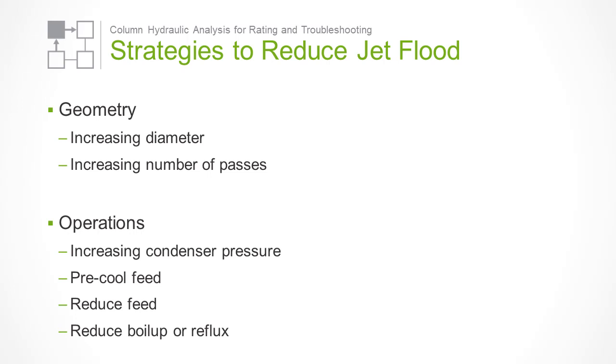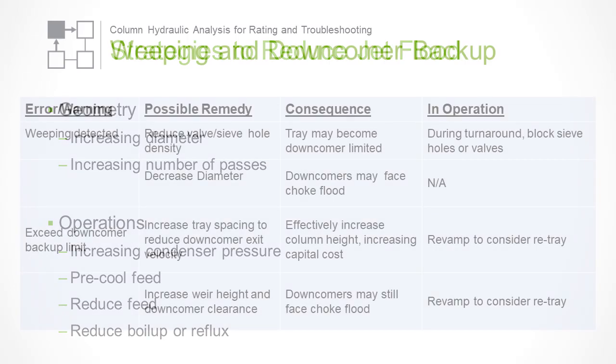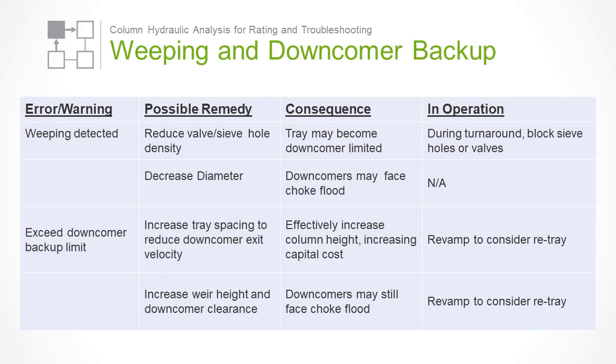However, if the column is under operation, users can try to change the operating specs. The potential solutions include increasing condenser pressure, pre-cool feed, reduce feed flow, reduce boil-up, or reduce reflux. However, the success of implementing these operational changes is dependent on the system and volume flow profile for the column you're working with. To troubleshoot weeping, users can decrease the column diameter in a design phase or block off sieve holes or valves during a turnaround in operation. The actions can increase the vapor velocity in the column, but the tray performance may become downcomer limited.